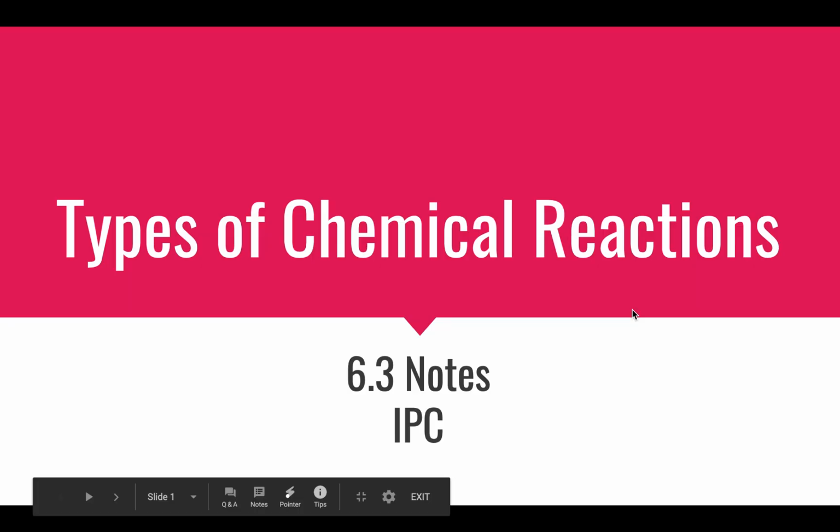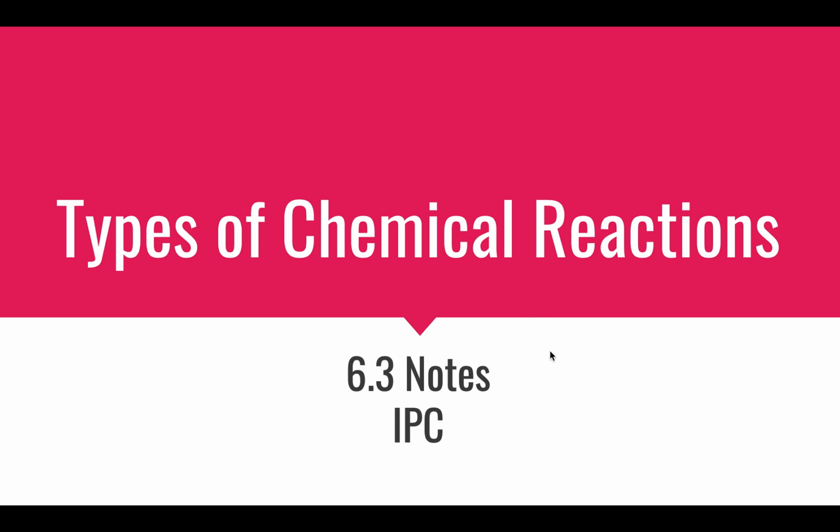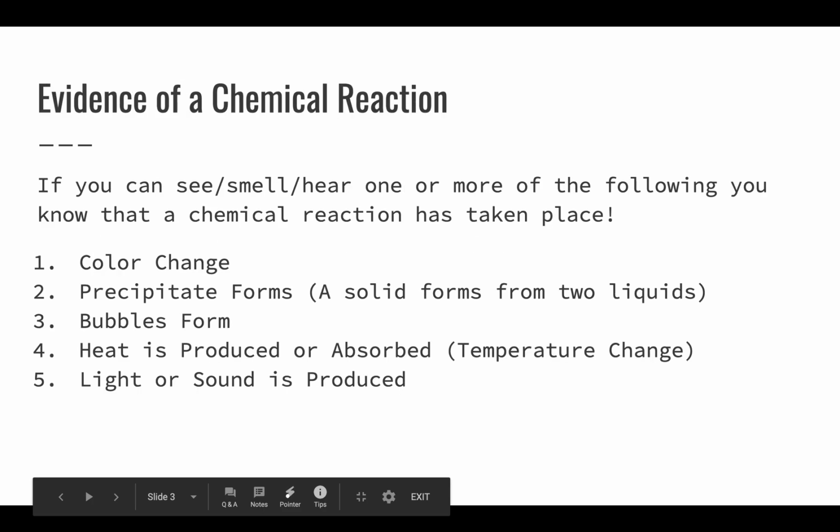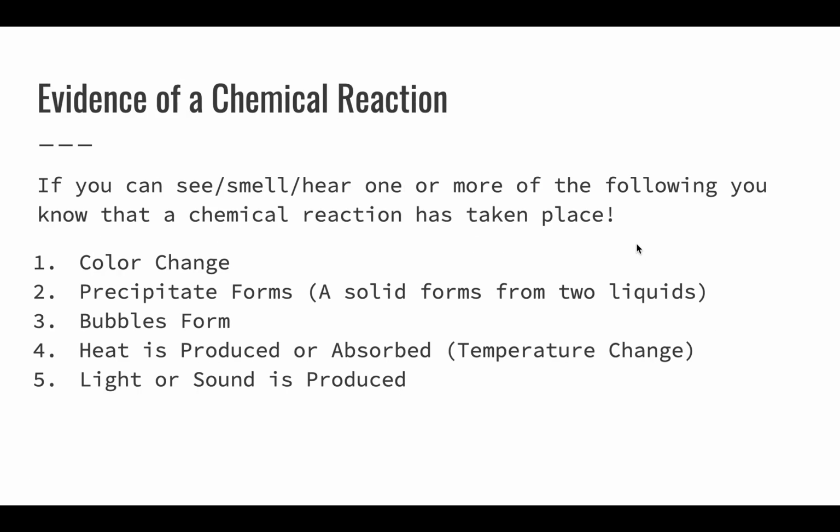All right, so types of chemical reactions. This is our 6.3 notes for IPC. Our objectives, we're going to be able to determine when a chemical reaction is taking place, and we're going to be able to distinguish between 5 different types of chemical reactions. So let's knock out that first objective first.